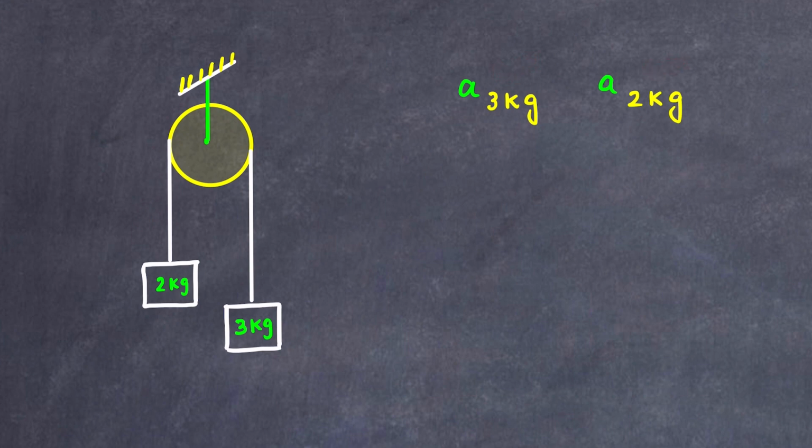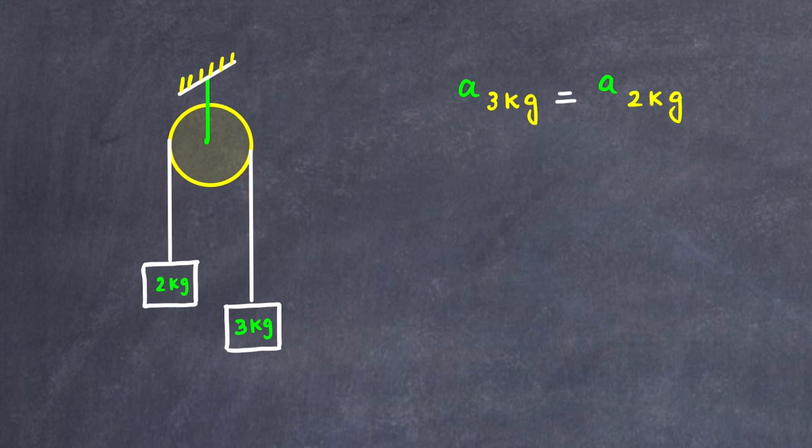Over here the acceleration of the 3 kg object and the acceleration of the 2 kg object will be essentially the same because they are connected by the same string. So the acceleration of the 3 kg object will be equal to the acceleration of the 2 kg object. Why? Because they are connected by the same string.